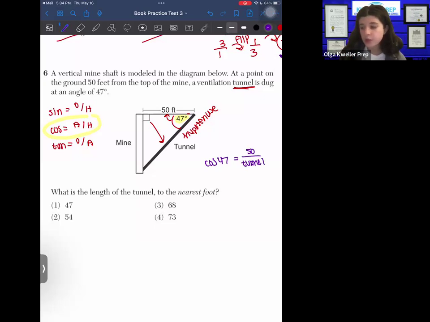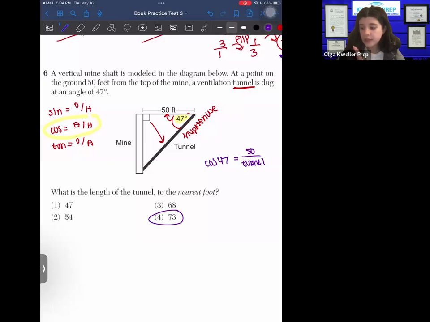And then you just plug this into the calculator to solve, right? Because 47 isn't one of those angles that we know, like 45 or 30 or 60. So you'd have to plug cosine 47 into your graphing calculator and then solve this little mini equation. And once you do that, you get 73.